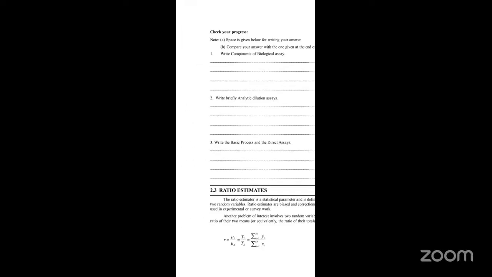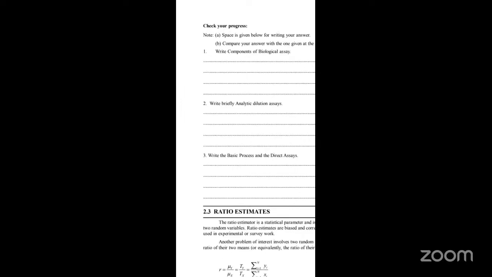Check your progress. Write the components of biological assay. Write briefly analytical dilution assays. That is the basic process and direct assays.